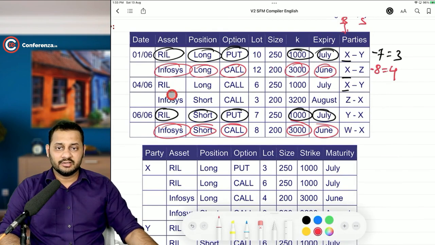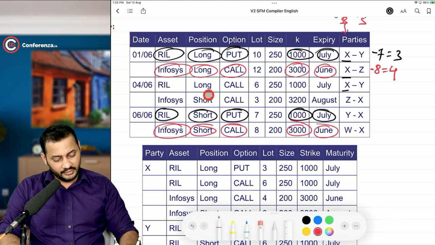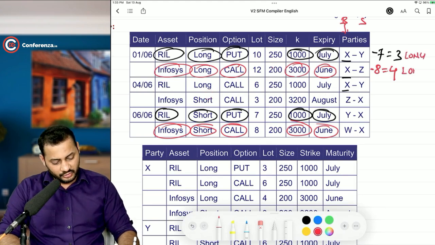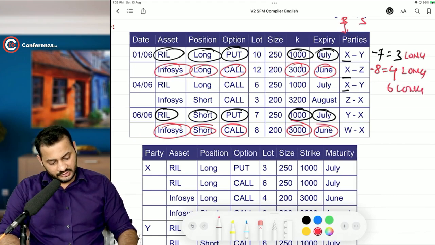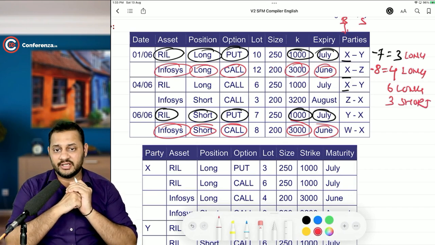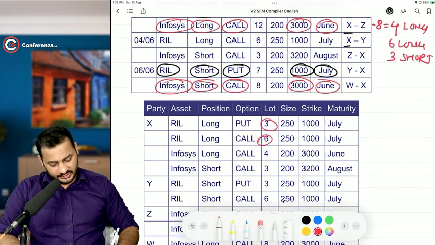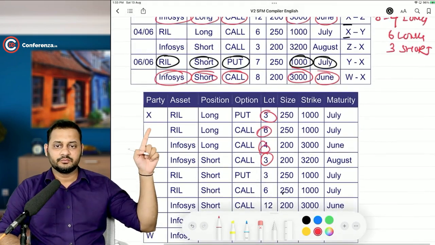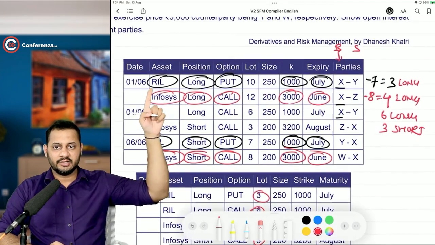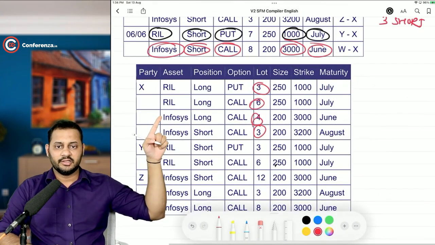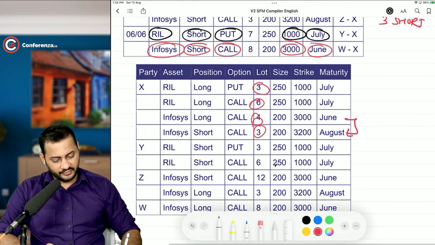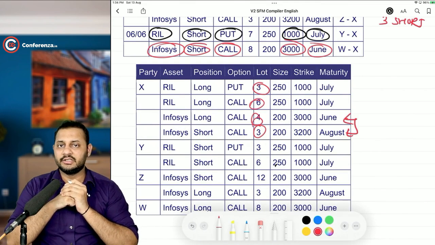Now you can clearly see that the other two contracts which are open for X, in which one has the long position and the other has the short position, will remain open. So can I say that 3 long options, 4 long options, 6 long options and 3 short options will come under the open interest of Mr. X. See, 3643, 3643, RIL 3 and 6, you can see RIL 3, RIL 6, and then Infosys 4, Infosys 3. Both of them had a different expiry. That's why we cannot set off with each other.